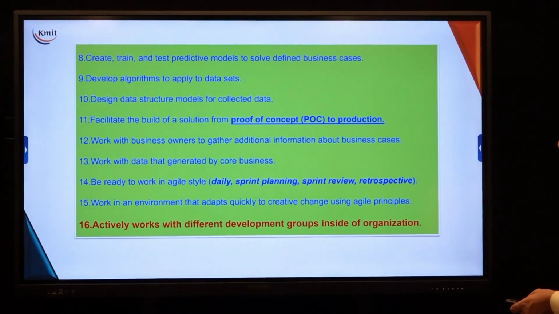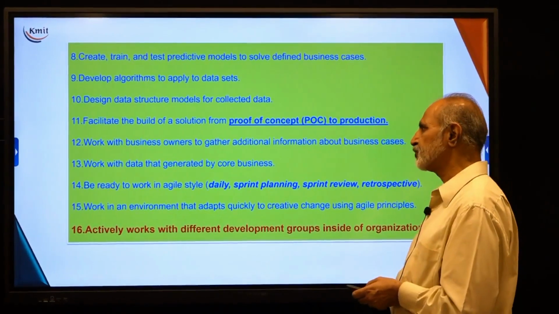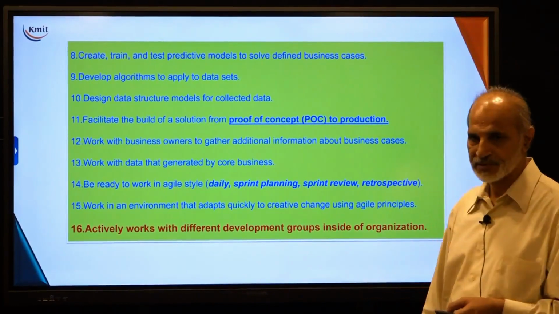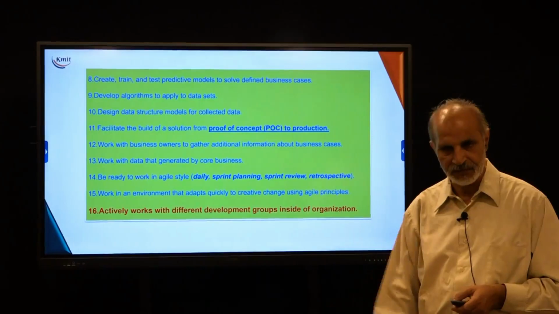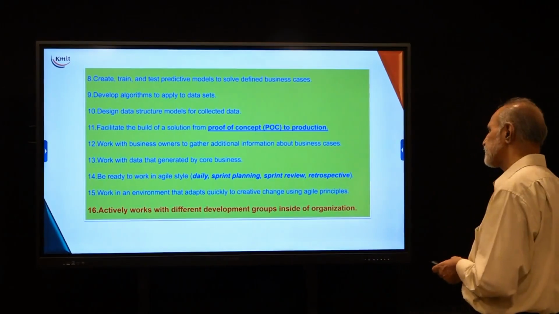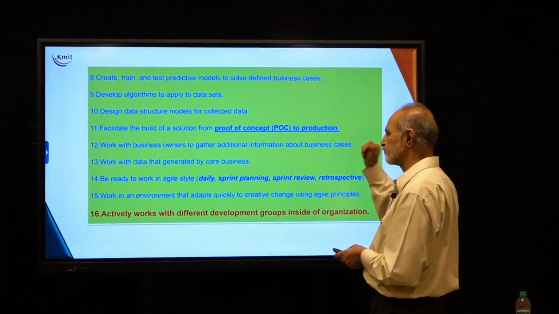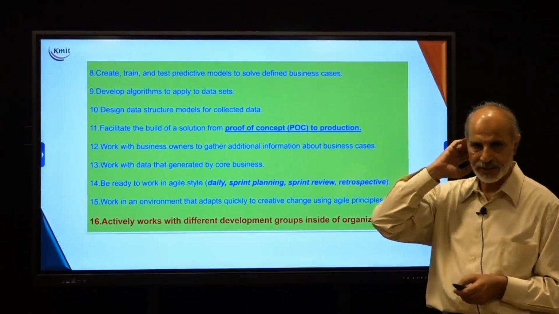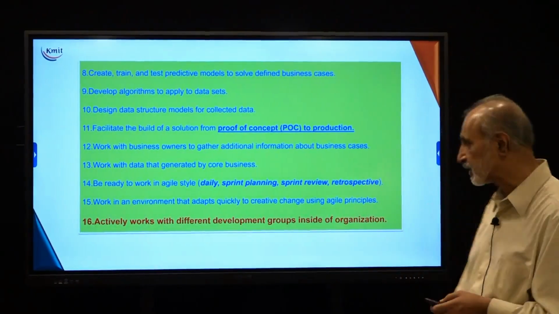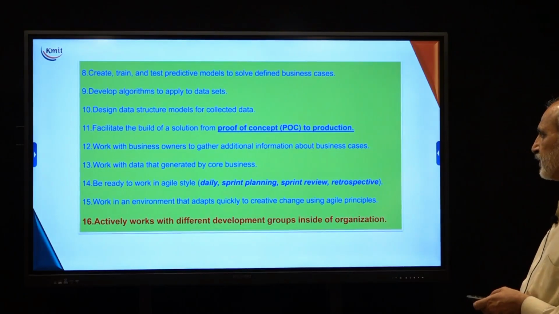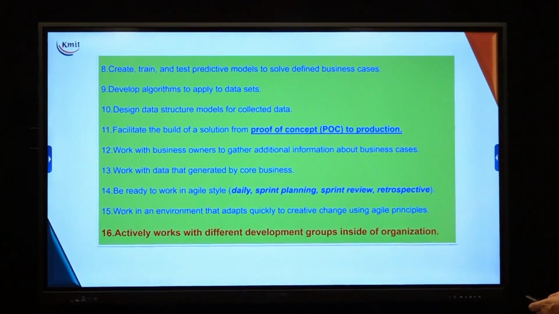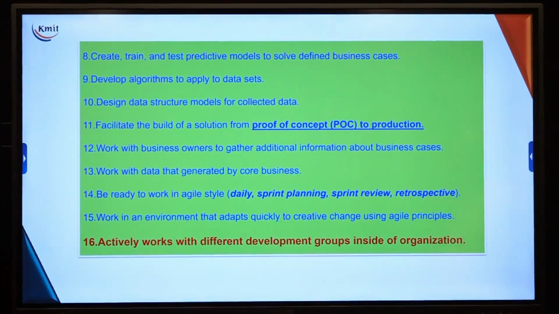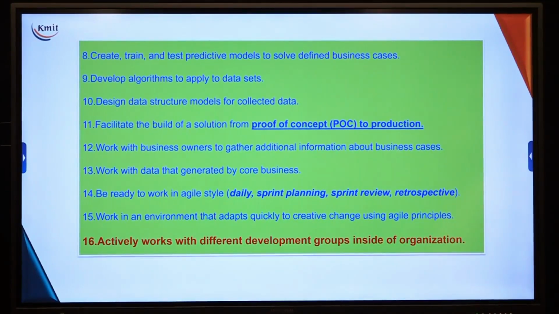Number 11 is very important, called as facilitate to build the solution from a proof of concept. So, I have a very good theoretical knowledge, but that knowledge has to be converted into practice. So, we call it proof of concept to production. Whatever knowledge I was having in the mind, it should go into the production style. Number 12, work with business owners to gather additional information about the business cases. Next, 13, work with data that is generated by the core business.